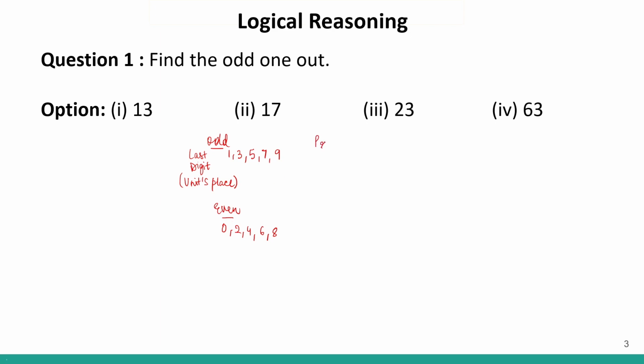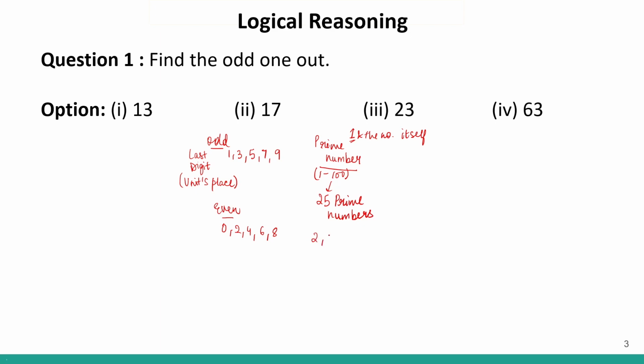Then we have the concept of prime numbers. So what are prime numbers? Prime numbers are numbers whose factors are 1 and the number itself. So it has only two factors, that is the number itself and the number 1. I told you to remember your prime numbers from 1 to 100 at least. Between 1 to 100 we have 25 prime numbers.